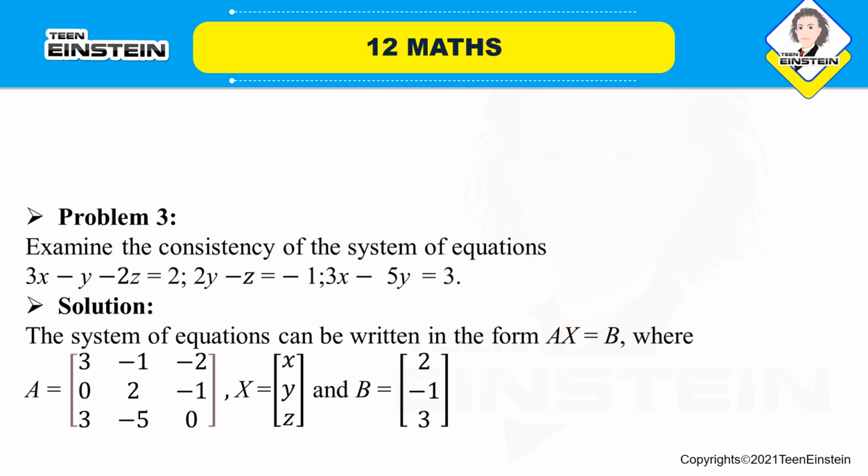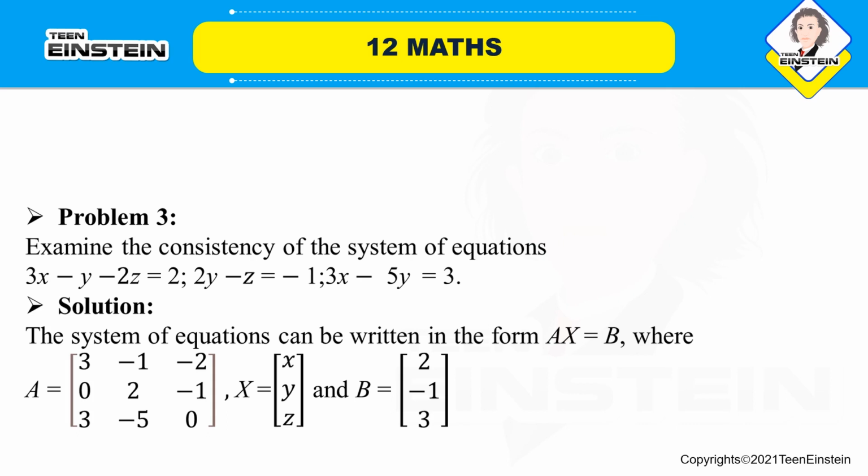Next, problem number 3. Examine the consistency of the system of equations 3x minus y minus 2z equal to 2, 2y minus z equal to minus 1, and 3x minus 5y equal to 3. See the solution. Here we have three equations in three unknowns. What are the three equations? 3x minus y minus 2z equal to 2, 2y minus z equal to minus 1 and 3x minus 5y equal to 3.